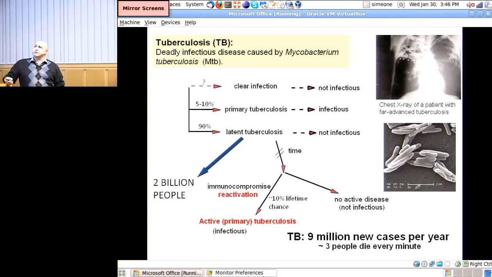But the result of that is that some of these latently infected individuals experience active TB. And so we have a lot of latently infected cases that need to be treated in some way, otherwise they're going to reactivate. And just to give you some numbers, we have 9 million new cases per year. And I don't know, what is it, 5 minutes since I started the talk, probably 15 people have already died of TB during this talk, which is not encouraging.